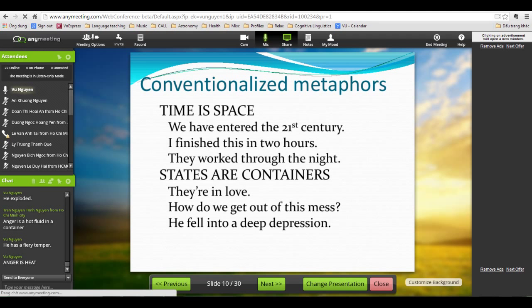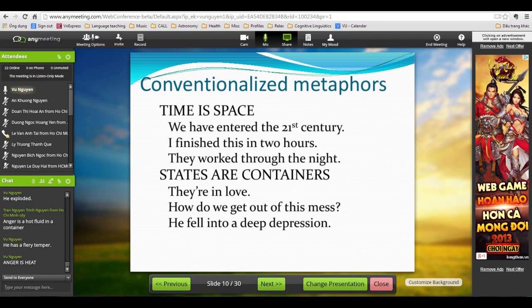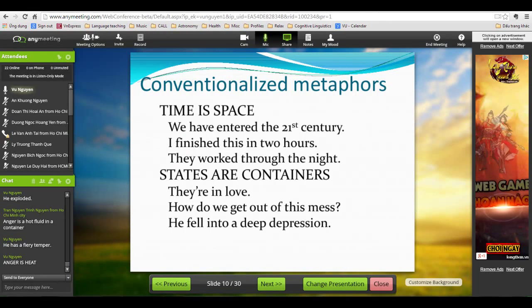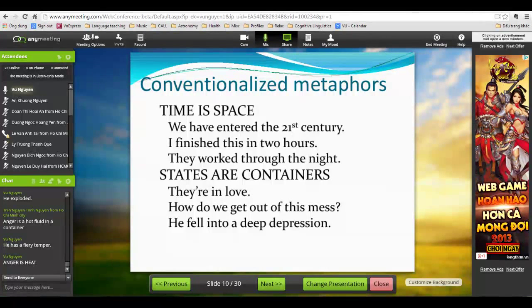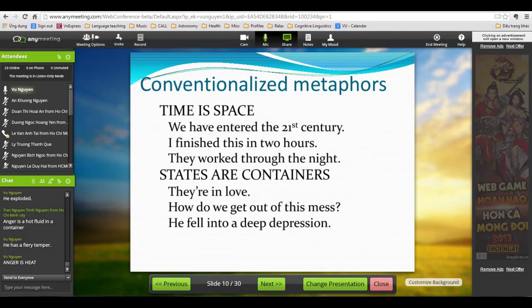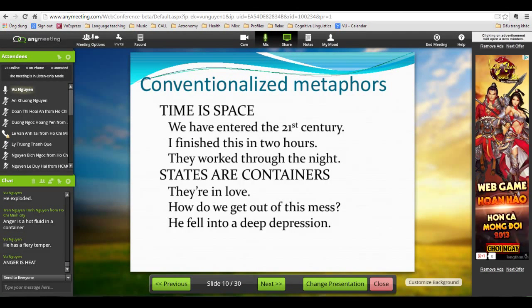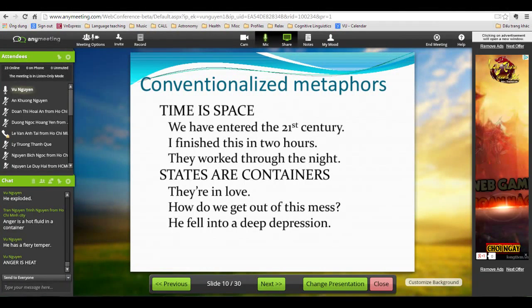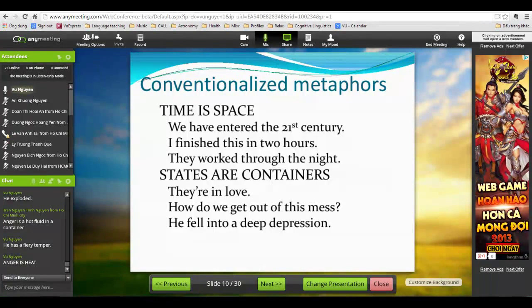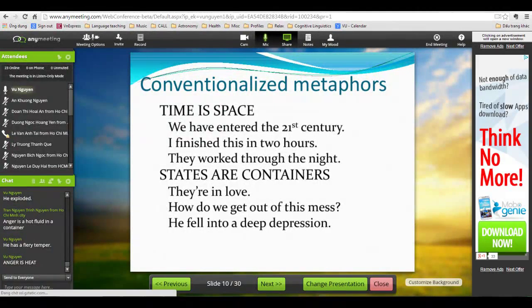Now, conventionalized metaphors have become integrated into language expressions so that we do not feel them as new. We do not feel that these are figures of speech, so we can say these things very frequently in our everyday language. We have entered the 21st century without any feeling that we are using a metaphor. The reason is these metaphors have become so popular, so common, so frequently used that they become conventionalized, and we just feel them as very regular language expressions.